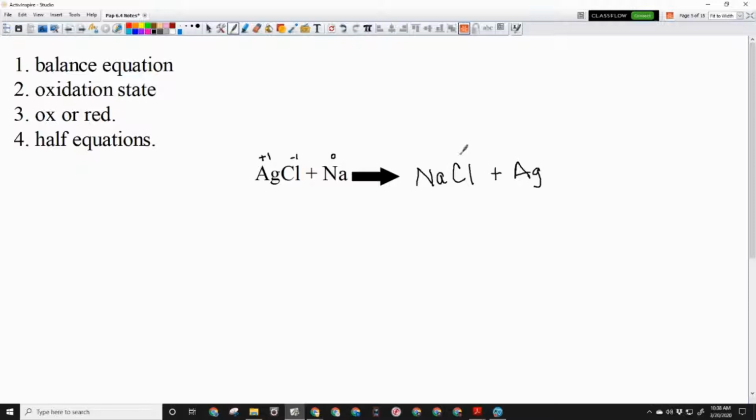All right, so here we have chlorine's a -1. That must mean sodium's a +1. And here we have silver standing alone, so its oxidation number is 0.